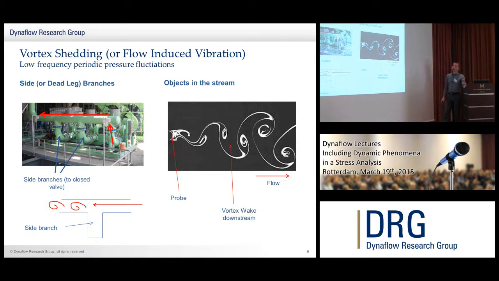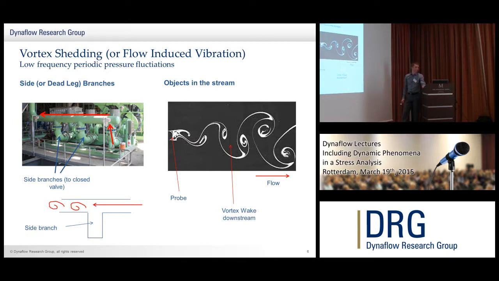Because the closed branches can act as Helmholtz resonators, what can happen is vortex shedding, shown on the lower left corner, which can occur downstream of these branches and pass into the piping system.